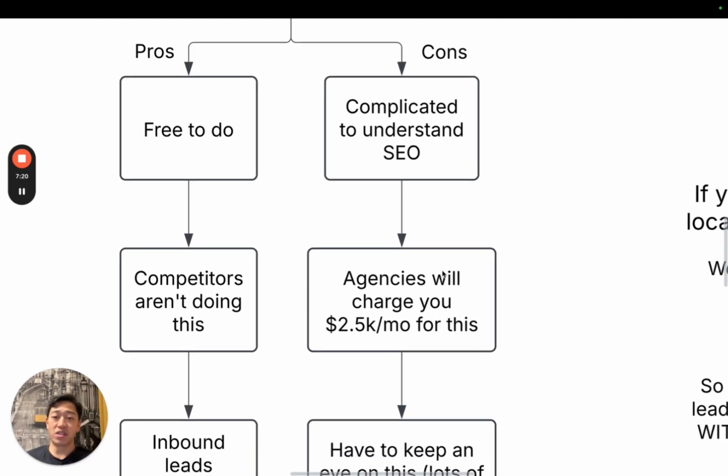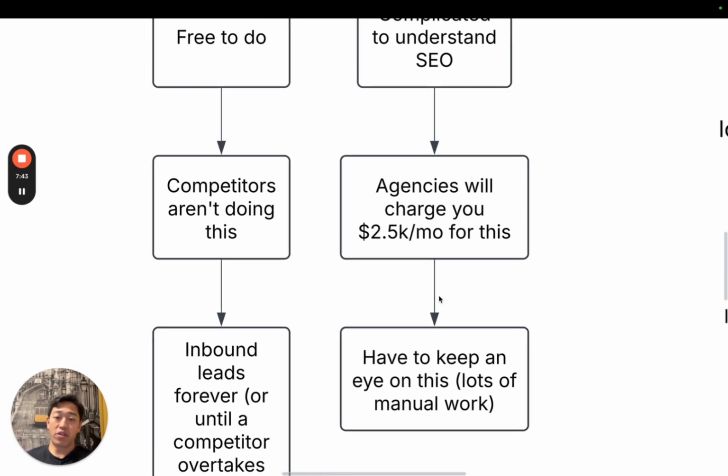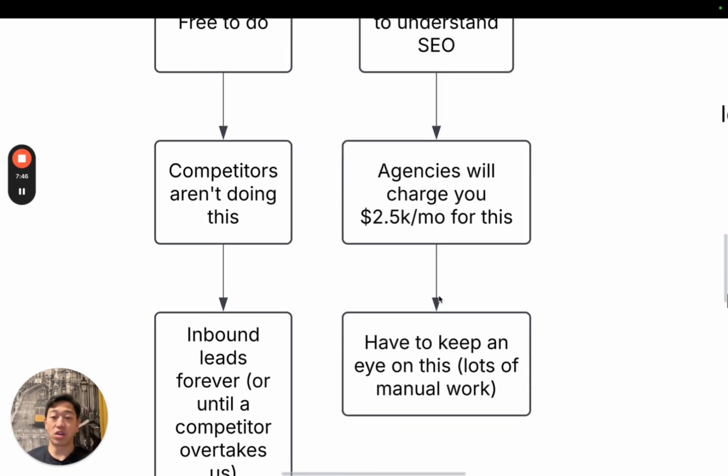But the cons of this is it's definitely complicated to understand all the nuances of SEO. And that's why agencies will approach you and charge $2.5K a month for all of this. However, you can do this all for free. I could show you later how you can do this all for free, but another thing is you do have to keep an eye on this. So it's a lot of manual work. That's why these agencies will charge you 2.5K a month for a 1-year contract, because it's a lot of work to just see what ranking you are. How do I modify the pages? How do I build backlinks? It's all very complicated, but you could do this all yourself if you wanted to.